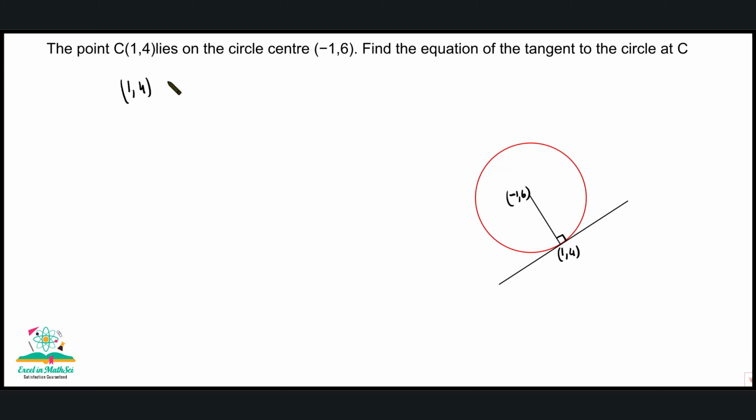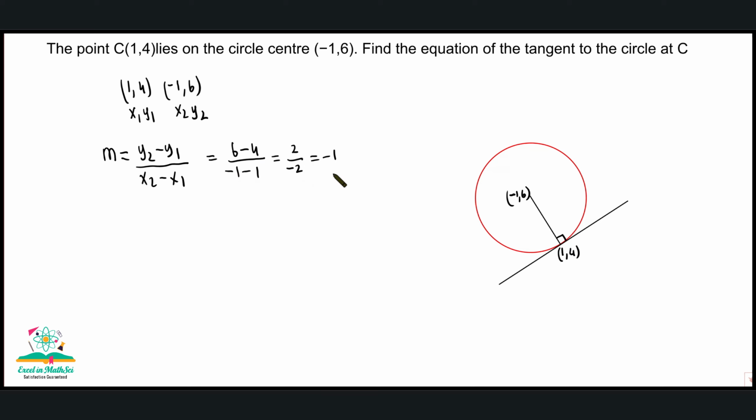So we've got these points. What I'm going to do is label them x1, y1, x2, y2, and plug it into this gradient formula. So it'll be (6 minus 4) over (-1 minus 1). That'll be 2 divided by -2, which is -1.